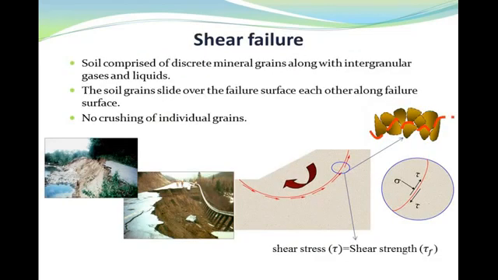We know that soil is a material comprised of discrete mineral grains and decayed organic matter along with intergranular gases and liquids. As shown here, when the shear stress along this surface reaches the shear strength of the soil, failure happens. In case of a shear failure, the soil grains slide over each other along the failure surface, and crushing of grains won't occur if the soil is not consolidated. Actually, these two photos are examples of shear failure due to the landslide phenomenon.